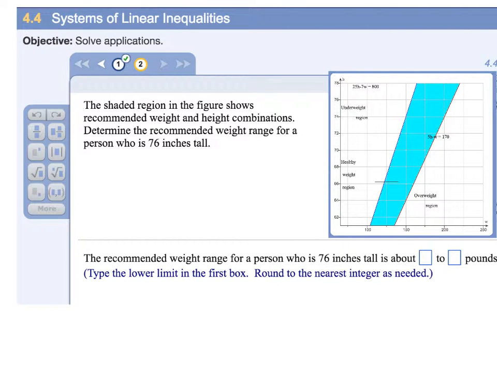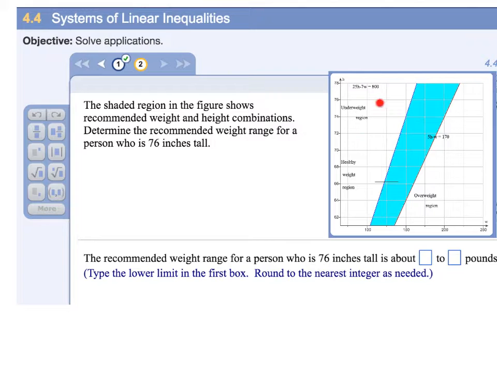Now, what makes this problem tricky is that you don't actually need Desmos at all. It's actually pretty straightforward. It says the shaded region shows your recommended weight and height combination. So the W is your weight, and then H right here is your height. And you've got these two graphs, these two lines right here.